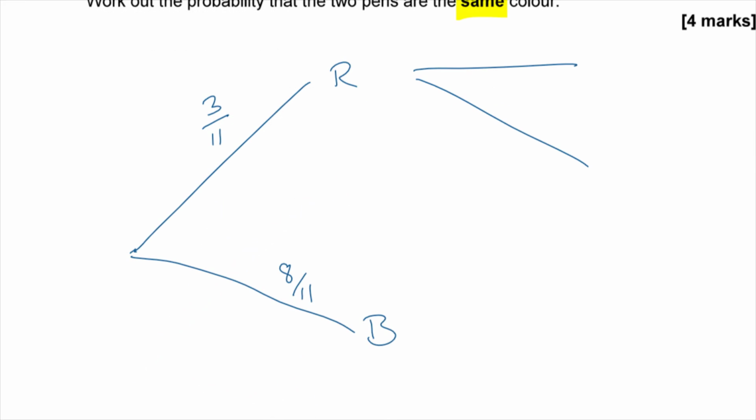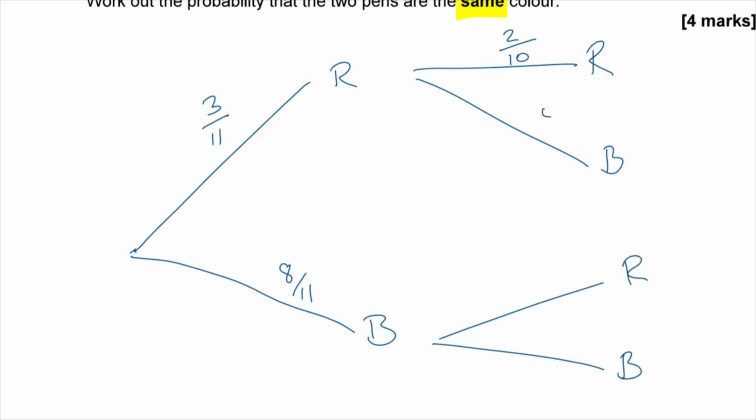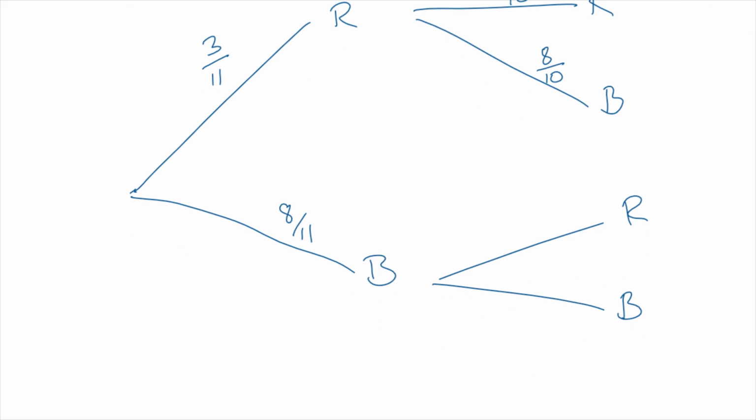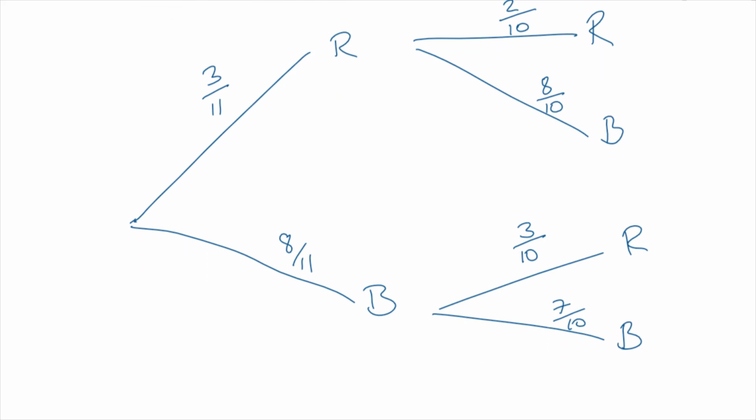Okay, now let's draw on the second selection, red and black, red and black. Now, if I went up the first part and I picked red the first time, I've got 1 less red pen, so I must have 2 left, and 1 less pen, so it's 2/10. If I put red on the first selection, I've still got 8 of my black pens to select from, but I've only got 10 to select from there. And then the other way, 8/11ths. If I pick black first, then I've still got 3 red pens to pick from out of 10. Oh, this way it's only going to be 7 out of 10, isn't it? Okay, so that's my diagram done.